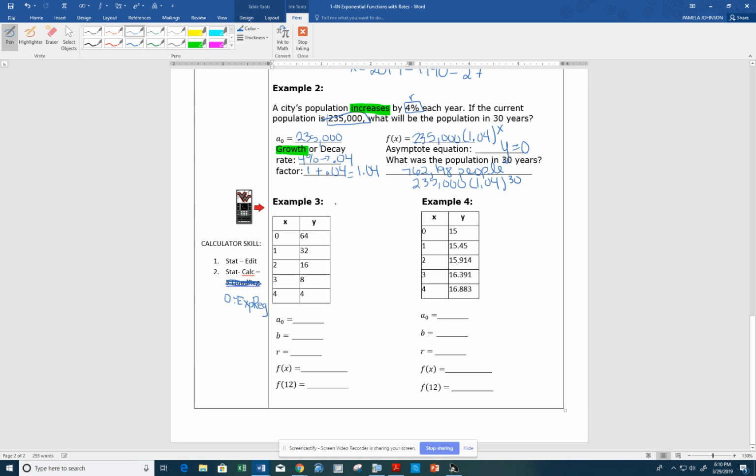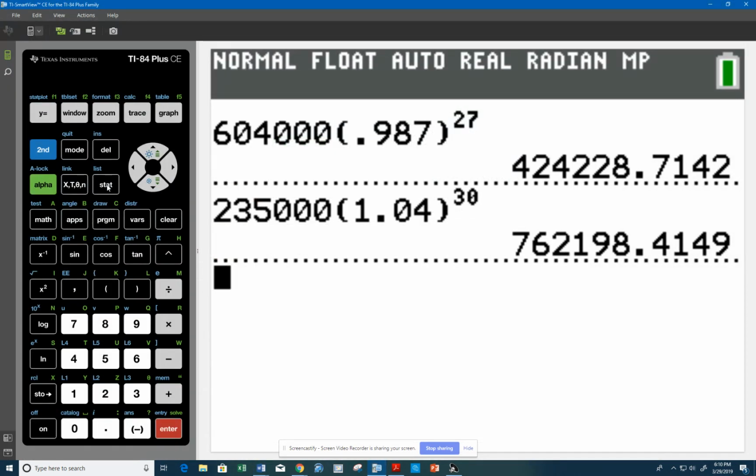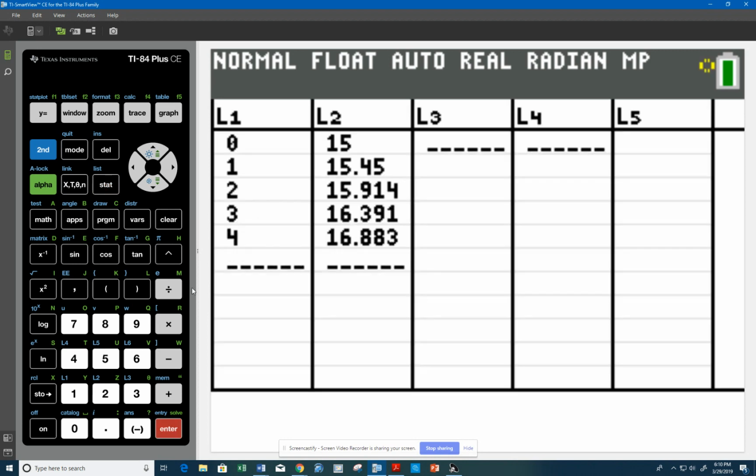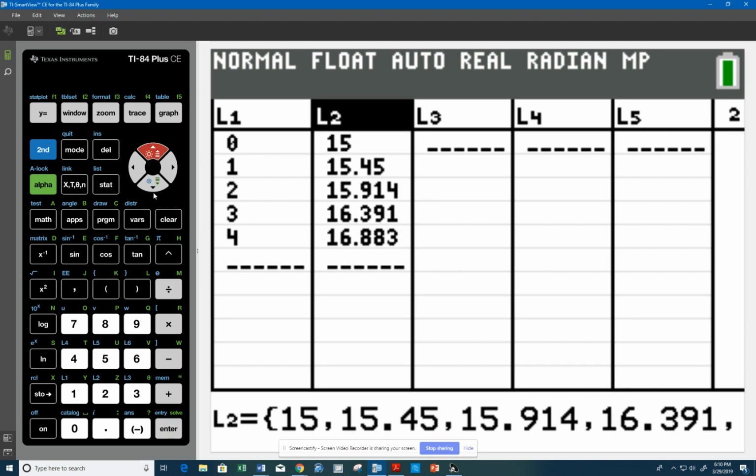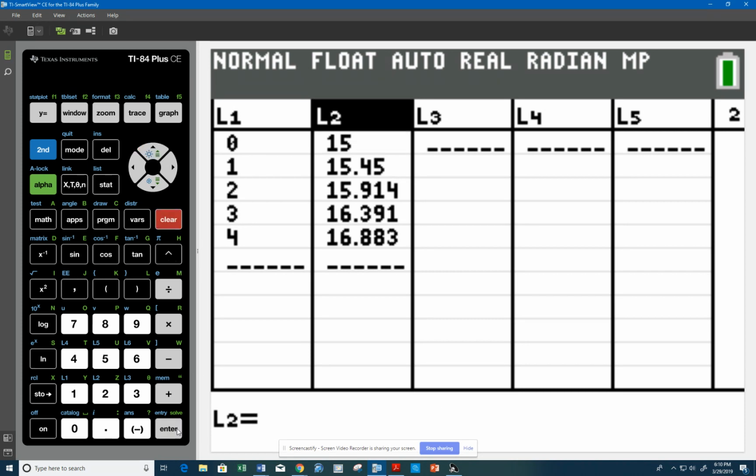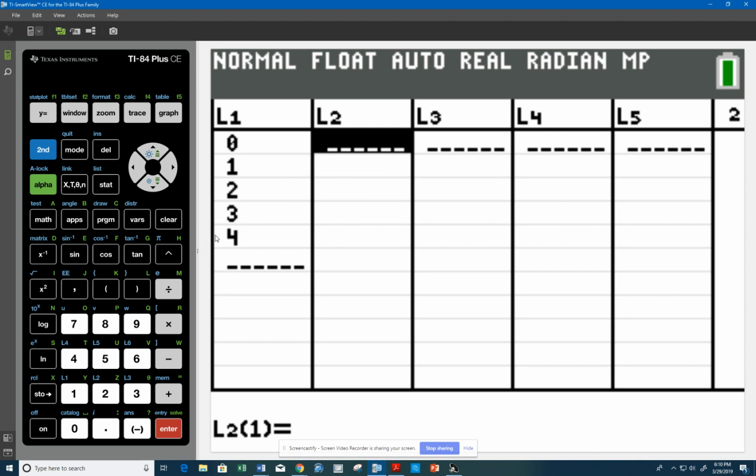Okay. So let's start by putting example 3 into stat edit. We're going to go over here to Stat and Edit. My X values are okay, but I have different Y values. So I'm going to go up here to L2 and hit Clear and Enter, and it will clear that list for me. And then I could go on in and repopulate my list. Once we have it in L1 and L2, we can come over here to Stat again.